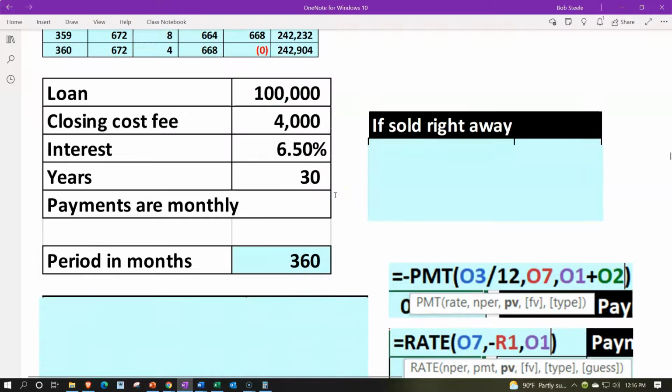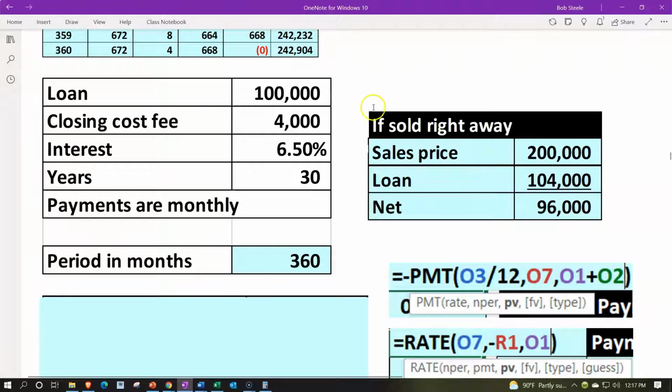Same kind of concept. This is the one where we had a 100,000 loan, closing cost 4,000, interest rate now not 7% but 6.5. Again, if you were to imagine that you financed the entire home, let's say for the 100,000, you turned around and sold it for now 200,000 the next day before you paid off any of the loan, then you would think you'd have the gain.